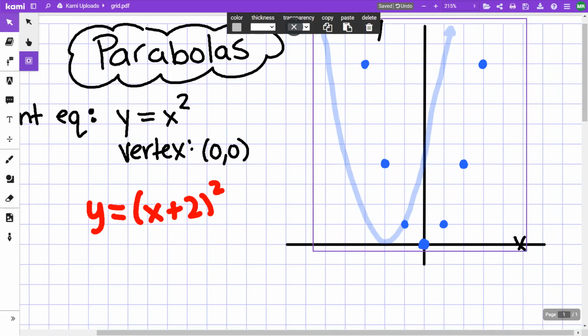I would still have 1 squared is 1. And if I move from here, 2 squared is 1, 2, 3, 4. And if I move from my vertex and I go out 1, 2, 3, 3 squared is 9. Those values are still going to be the same. It just gets shifted. Okay, it's translated.